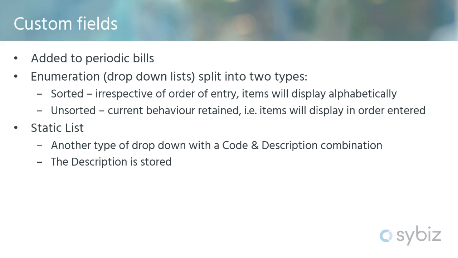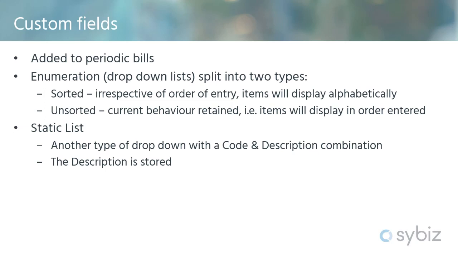From a custom fields perspective, we've added them to periodic bills, both at the header and line level, and that's just part of your normal sales transactions custom fields. They're actually called enumeration types of custom fields, but you probably know them better as drop-down lists. And we split those now into two types. There's a sorted list and an unsorted list.